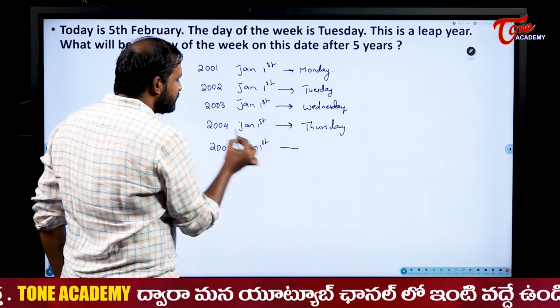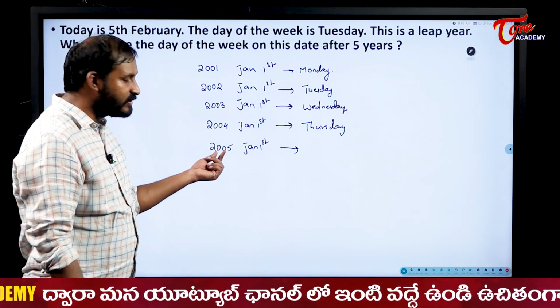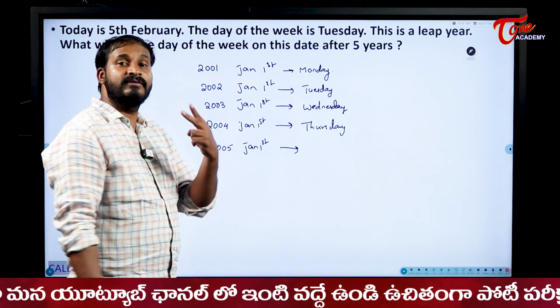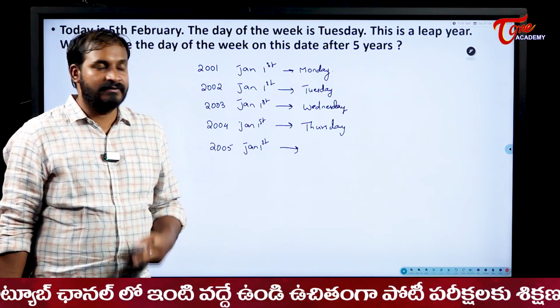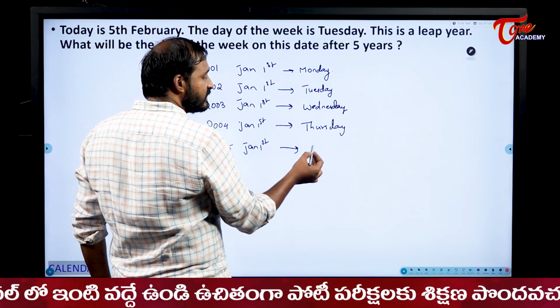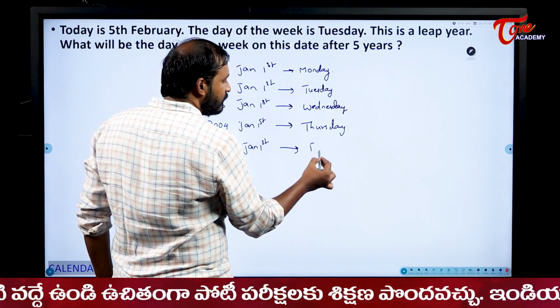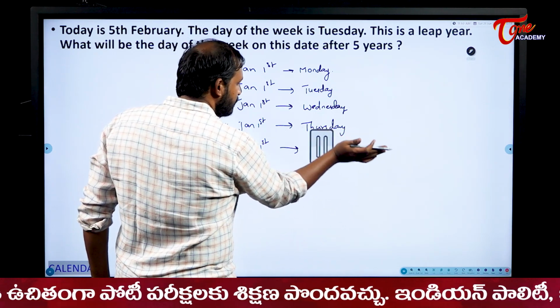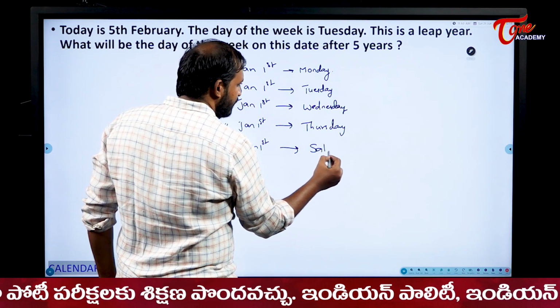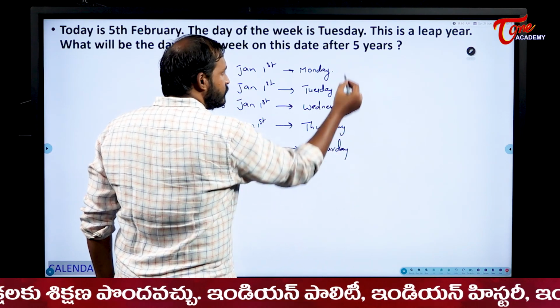Now 2005 Jan 1st. Now we crossed this February 28th to go to 2005, right? So that means now here we will have a jump of 2 days. That means what will be our answer for this one? It will become what? Not Friday, Saturday. It will become Saturday. Okay, sir, good, superb.